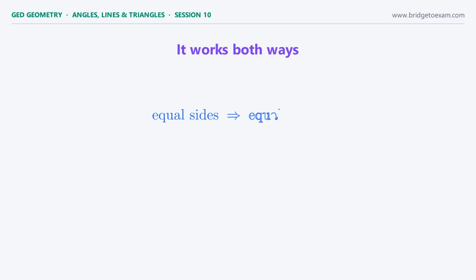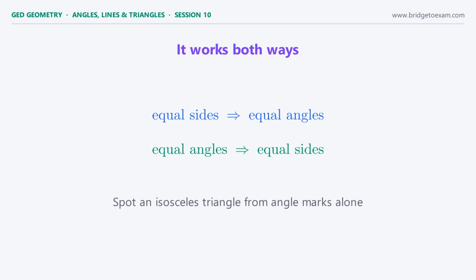The relationship also runs the other way. If two angles in a triangle are equal, then the sides opposite those angles are equal too. So you can recognize an isosceles triangle just from its angle markings, even before anyone tells you about the sides. Equal angles and equal sides always travel together.